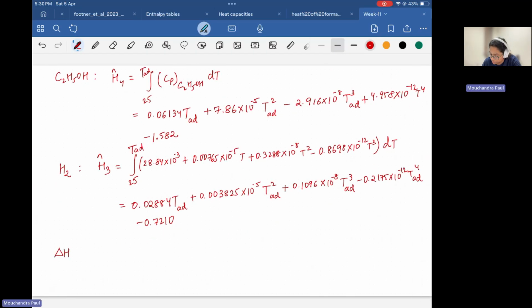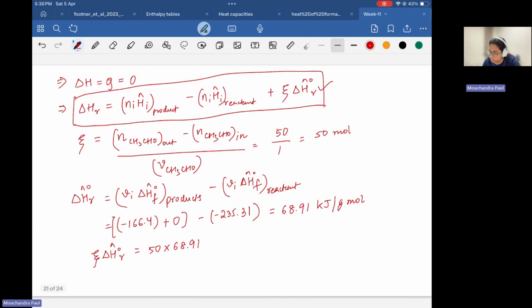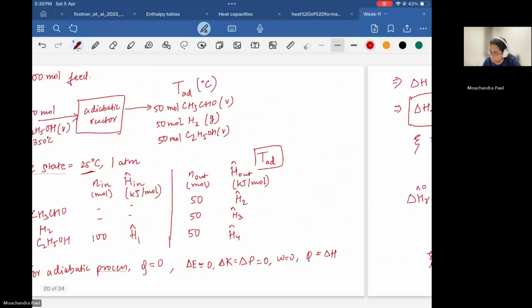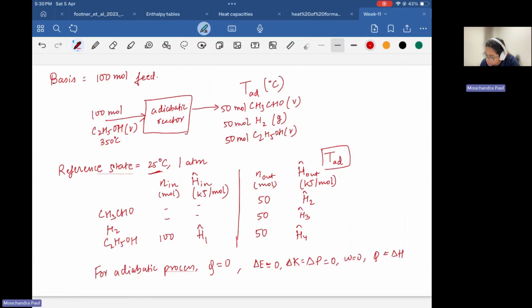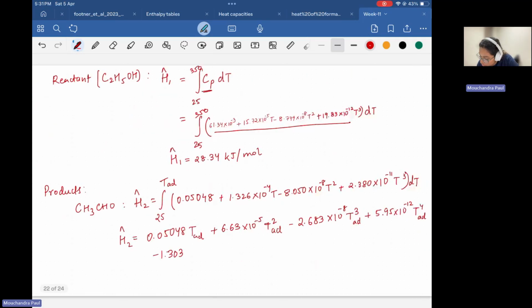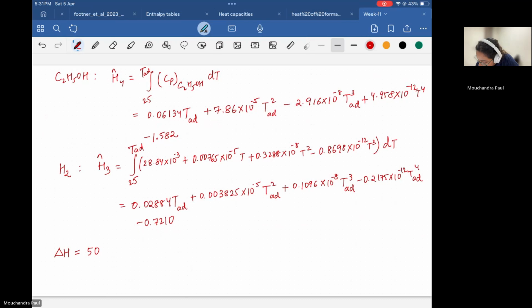So when you substitute all these values in this expression, that is delta H is equal to, first, the number of moles of product. It will be a long expression. Let's write it for H2, that is first acetaldehyde. So 50 into H2 hat. And here delta H is 0 because the process is adiabatic.